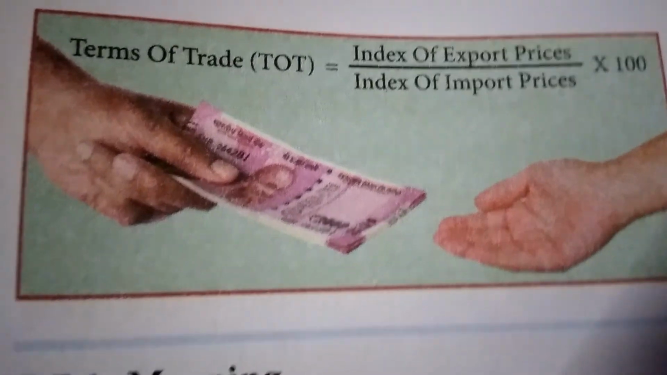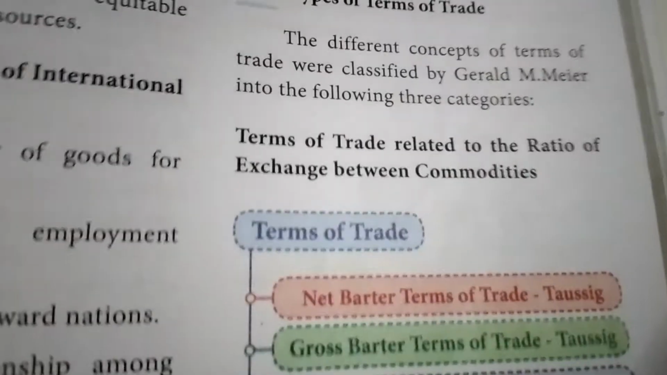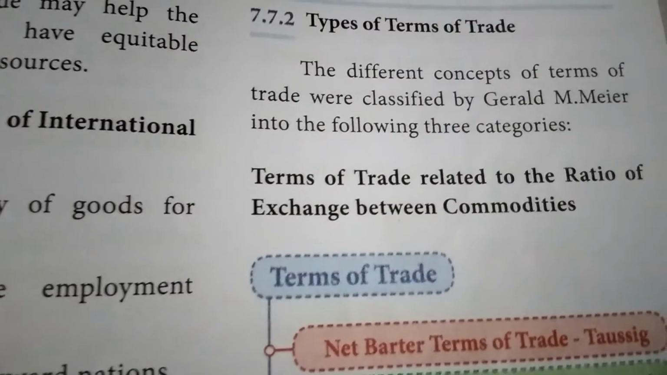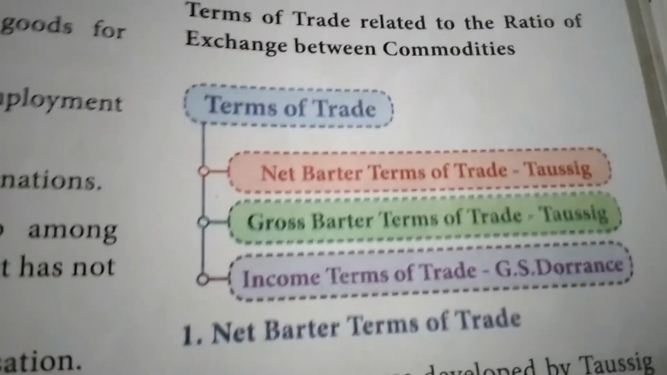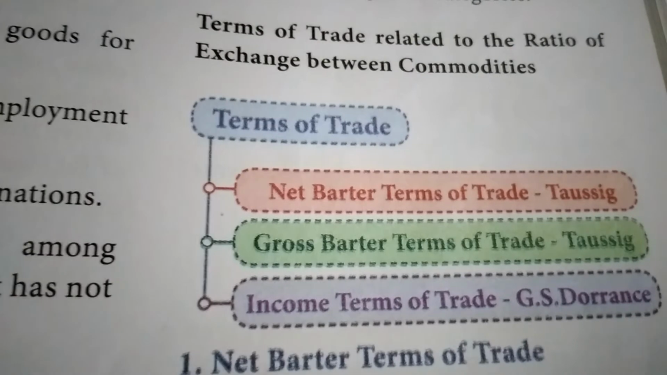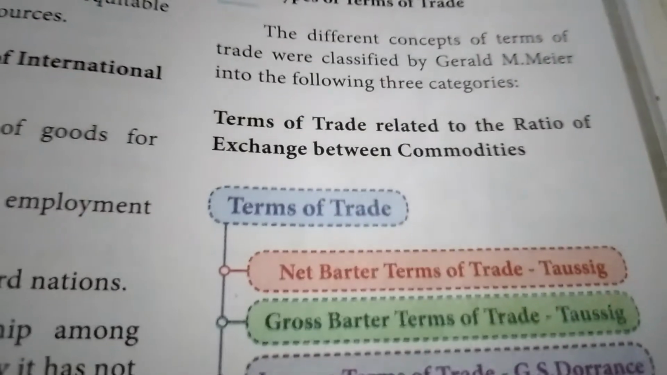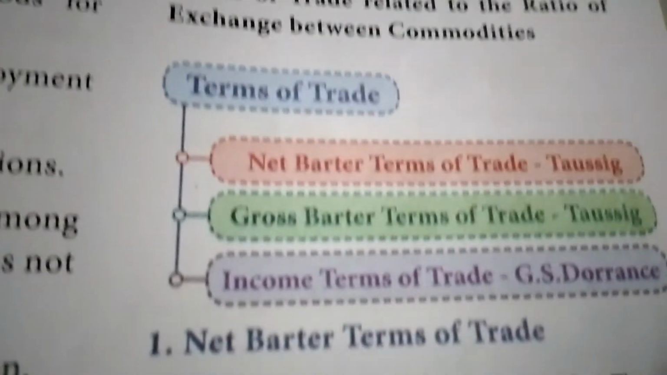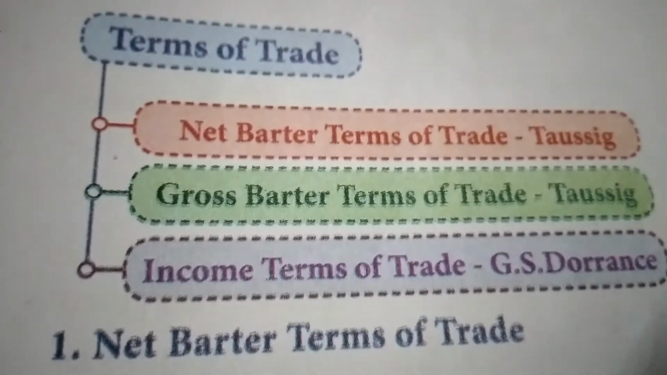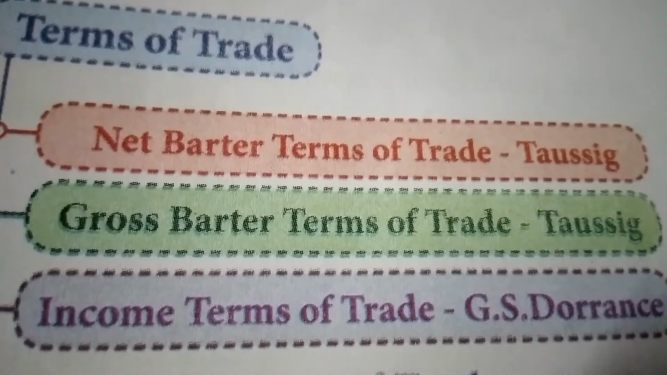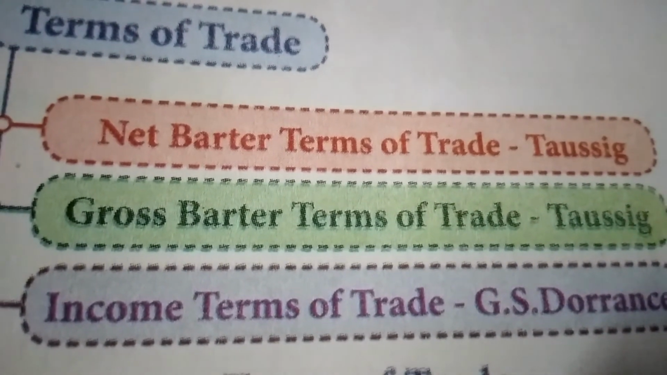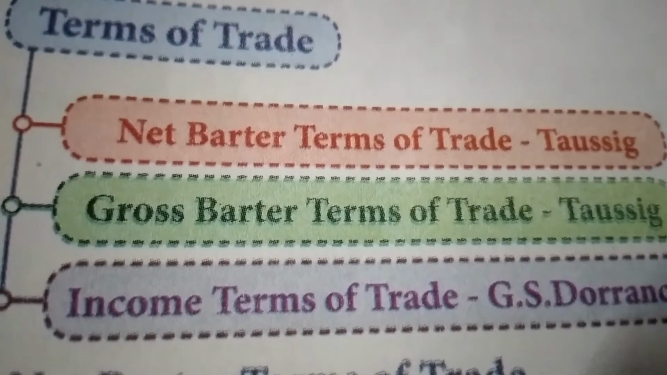Next we see types of terms of trade. The different concepts of terms of trade are classified into the following three categories related to the ratio of exchange between commodities: net barter terms of trade, gross barter terms of trade, and income terms of trade.